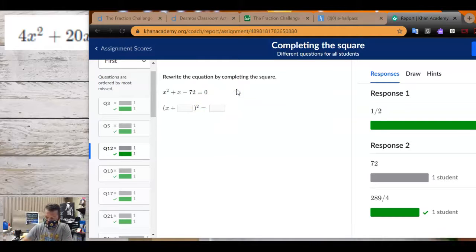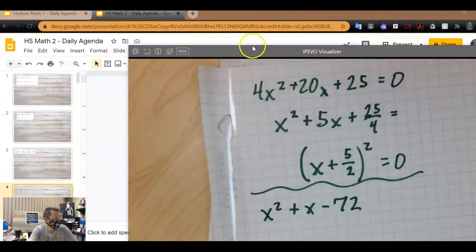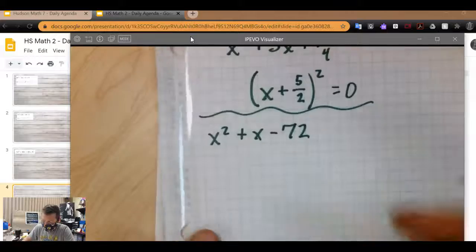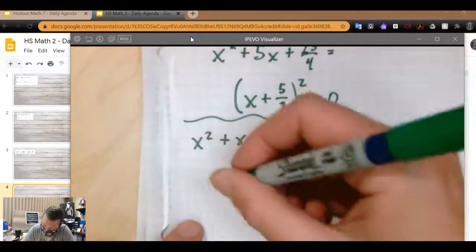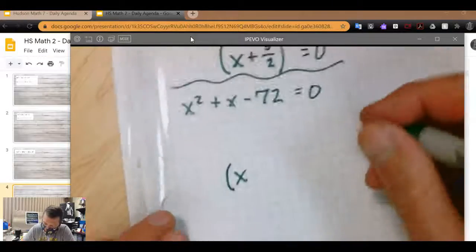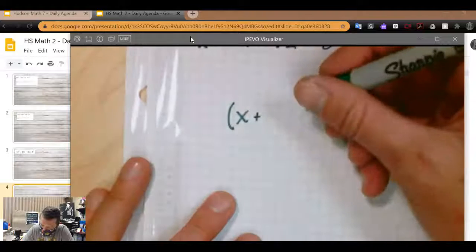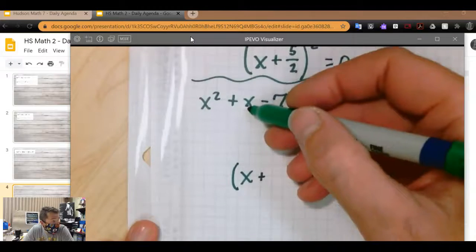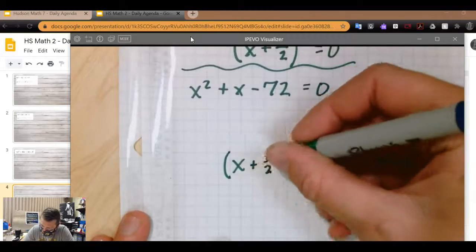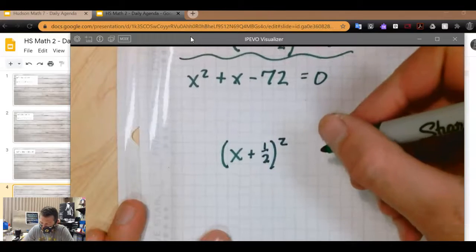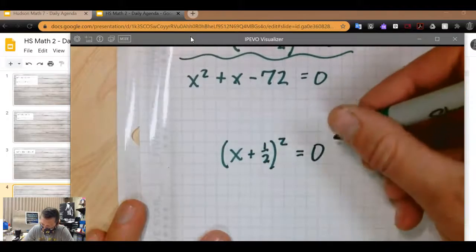So if I squiggly line and say x squared plus x minus 72 equals 0, of course. That's not the screen I wanted. I want this screen. So we skip a little bit and think through, okay, x plus, well, half of b. My b is 1. So half squared equals 0.